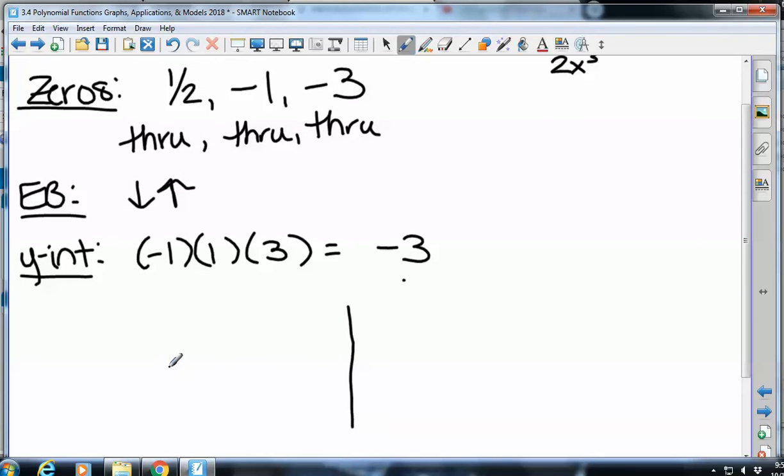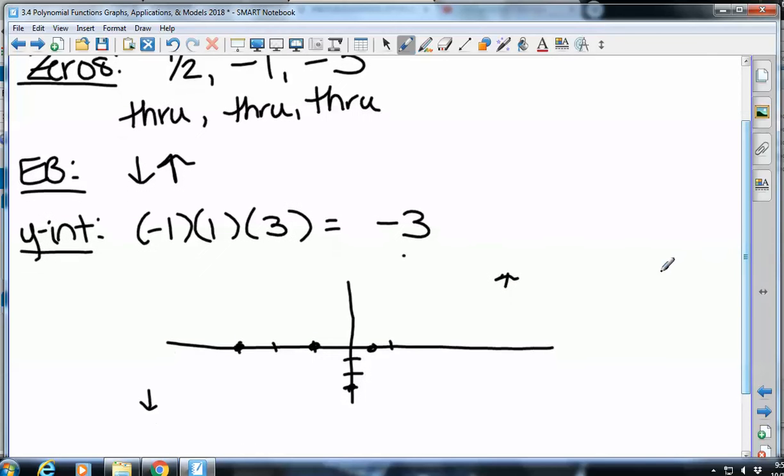This is really all the information we need to get a rough sketch. My zeros are the same thing as x-intercepts. So I'm going to touch the x-axis at -1, -3, positive 1/2. Touching the y-axis at -3. My graph is going to start down here and end up here.